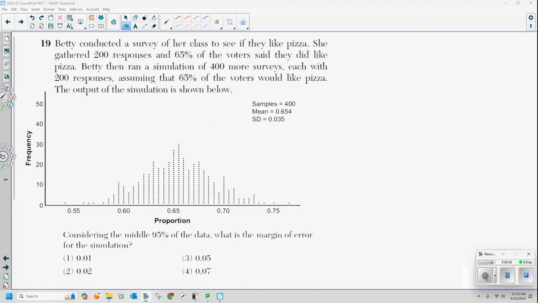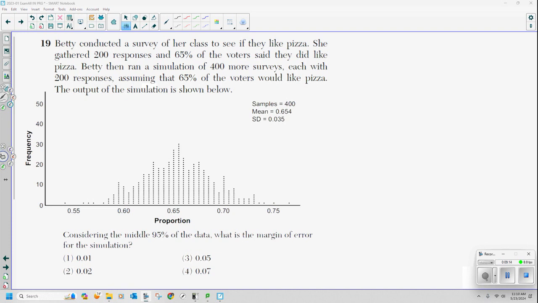19. Number 19 reads, Betty, good for her, conducted a survey of her class to see if they like pizza. She gathered 200 responses and 65% of the voters said that they did like pizza. Betty then ran a simulation of 400 more surveys, each with 200 responses. Assuming that 65% of the voters would like pizza, the output of the simulation is shown below.